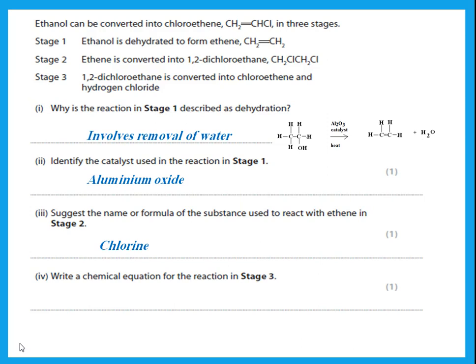Write a chemical equation for the reaction in stage 3. Now, he already gives you the information for stage 3. He says 1,2-dichloroethane, that's the one written in stage 2, is converted into, so he already gives you the formula. Converted into means an arrow, into chloroethene, and he gives you the formula of chloroethene up there, plus hydrogen chloride, which is basically HCl. Okay?